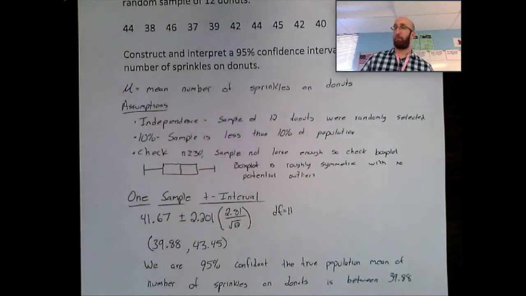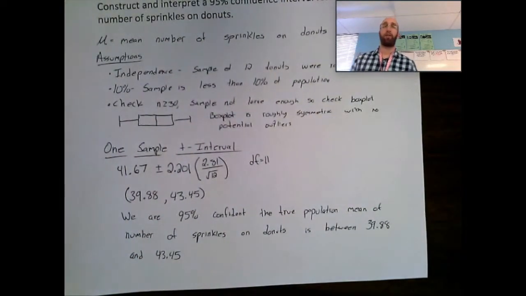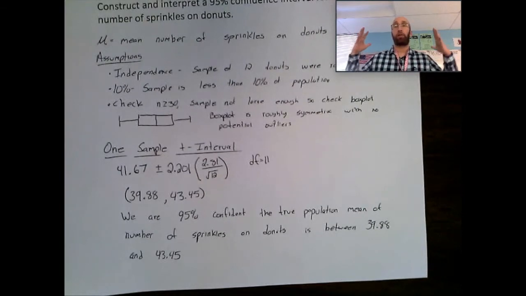And then finally, I need to wrap it up with some context. So what we say here is we are 95% confident the true population mean number of sprinkles on donuts is between 39.88 and 43.45. So I believe, with 95% confidence, that the true average number of sprinkles that Tony's Donuts puts on their sprinkled donuts is between 39.88 and 43.45.